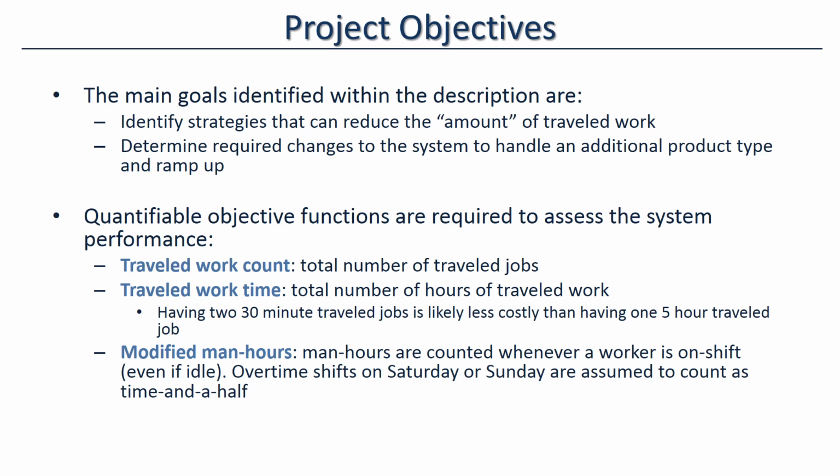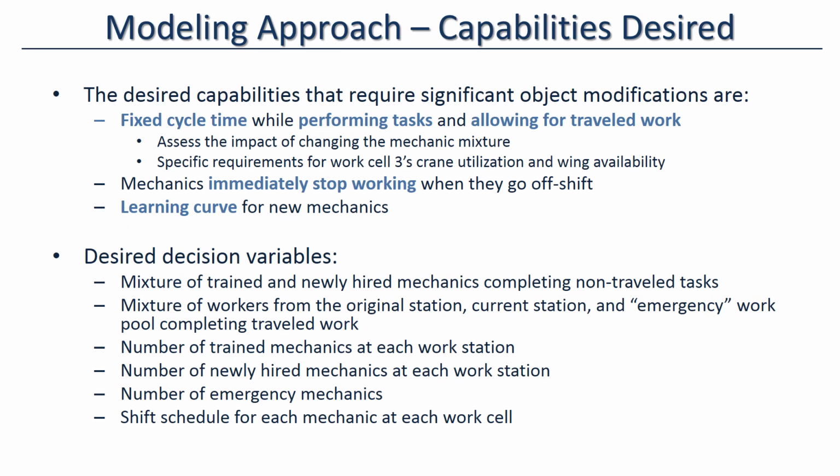To assess this, we need some quantifiable objective functions, and the ones we've chosen are the amount of traveled work, so the actual total hours of traveled work, as well as modified man hours that accounts for overtime shifts. So the desired capabilities for a model are to model fixed cycle time servers while performing tasks and allowing for traveled work, while assessing the impact of changing the mechanic mixture and the specific requirements for work cell 3.